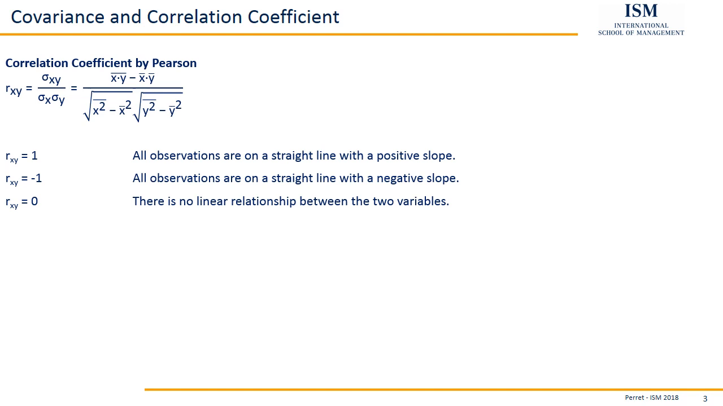So always keep in mind, even if you do not find any correlation by using these formulas, there could still be some kind of relationship, which however is non-linear. Well, this then concludes what I wanted to tell you in regards to the covariance and the correlation coefficient.